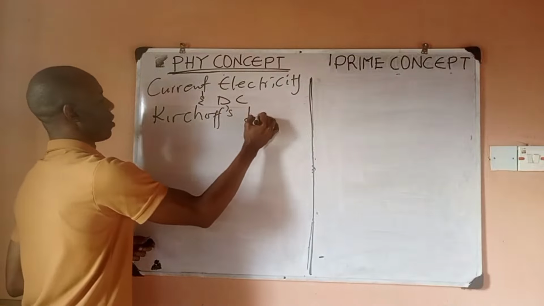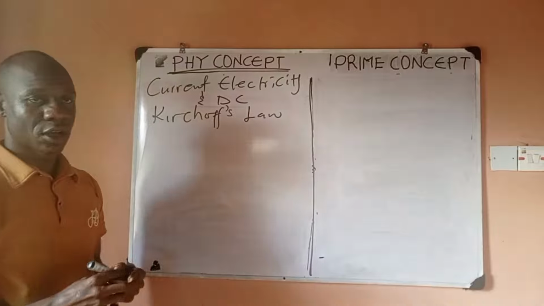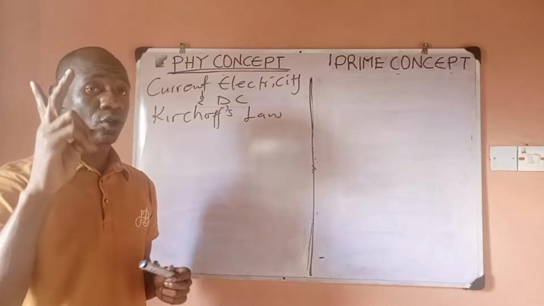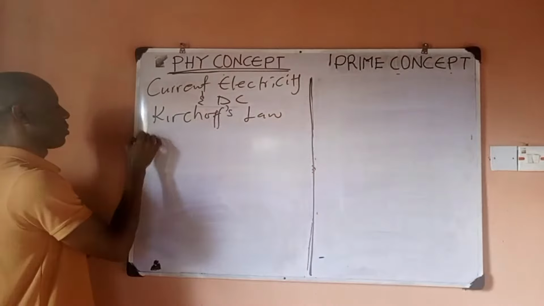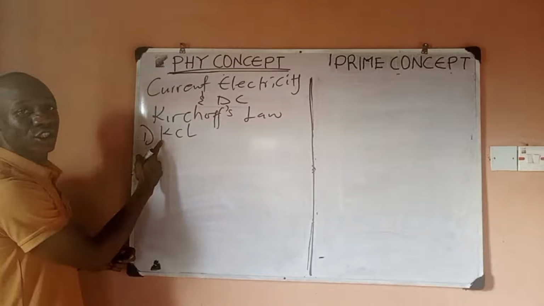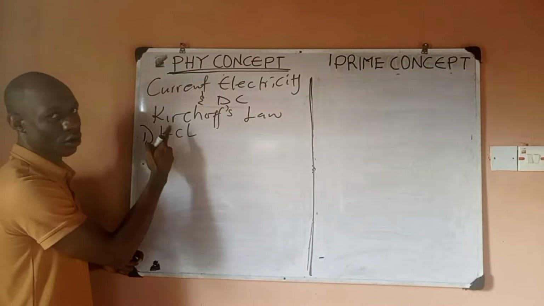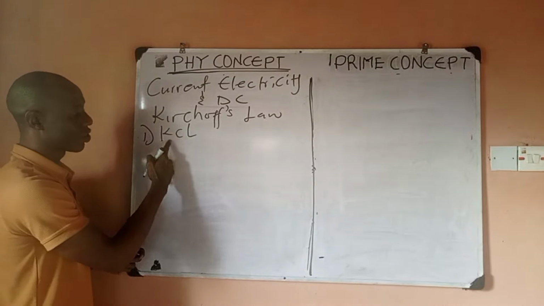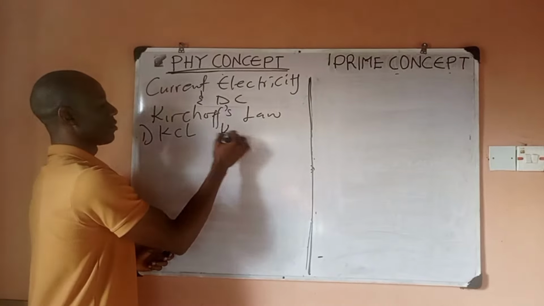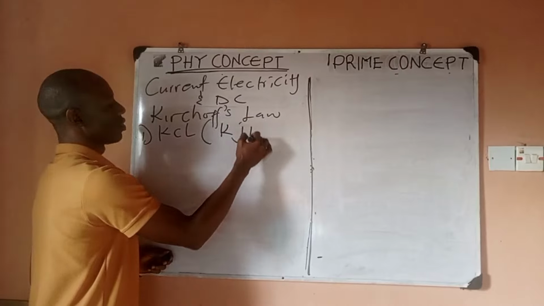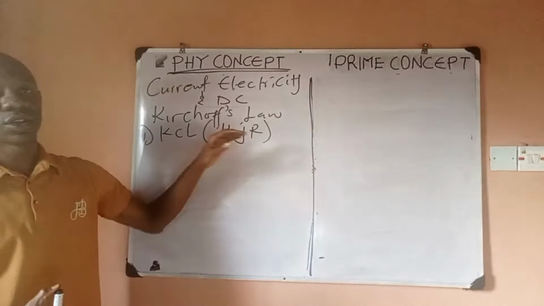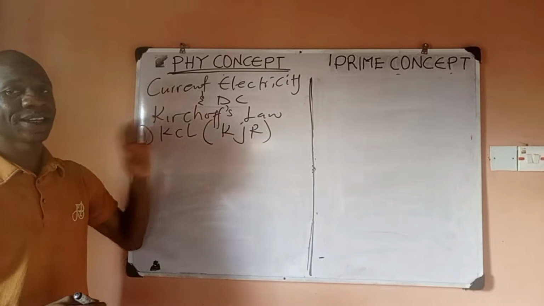Kirchhoff's law is divided into 2. Number 1 is KCL, which is known as Kirchhoff's current law, which you can also call Kirchhoff's junction rule. Whether you call it Kirchhoff's current law or Kirchhoff's junction rule, that is the first law.